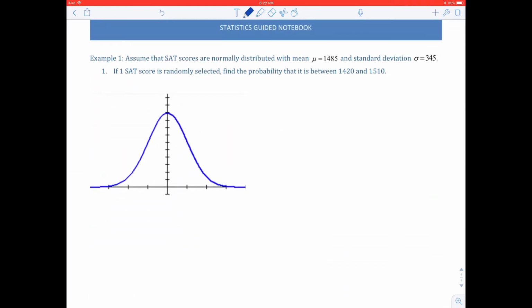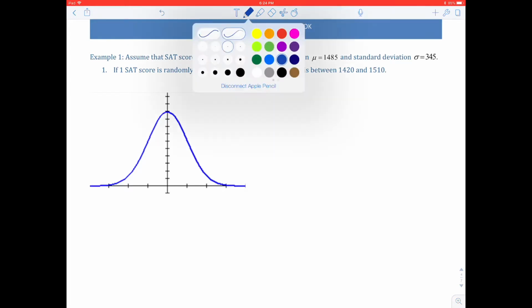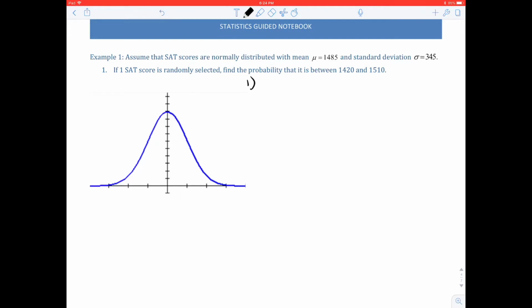All right, so assume that SAT scores are normally distributed with mean mu equal to 1485 and standard deviation sigma equal to 345. To find the probability that we get a score between 1420 and 1510, what do we need to do first, do you think? Good, we need to find our z-scores because we're doing it by hand.